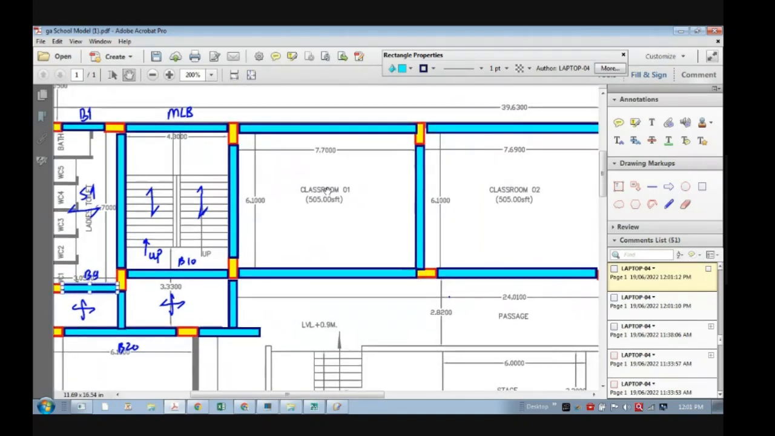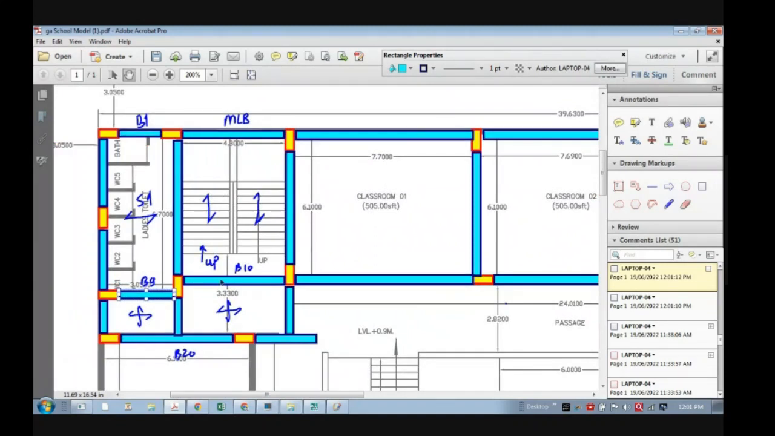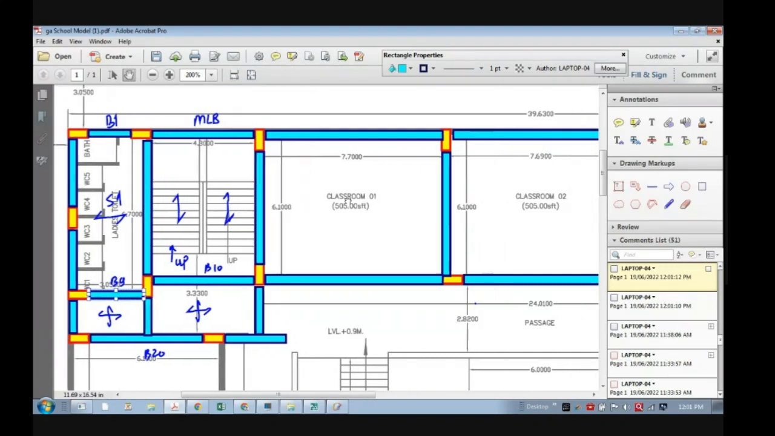Now tell me what to do regarding the classroom. So these slabs are now over. What to do with this? Is it one way or two way? This will be two way. Two way. 7.7 by 6.1, less than 2. This one is the same size and span. Two way.